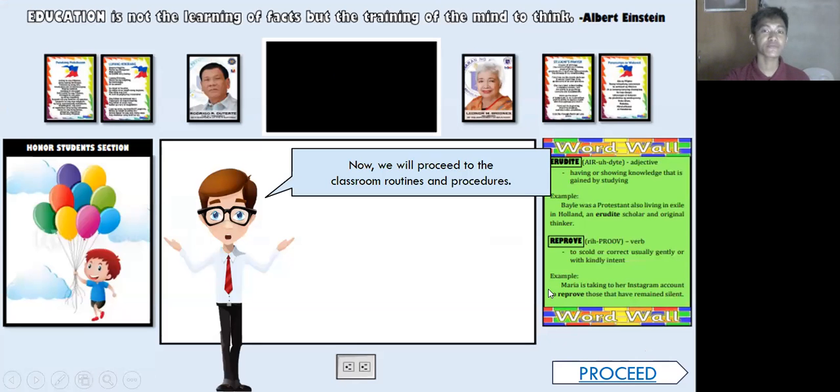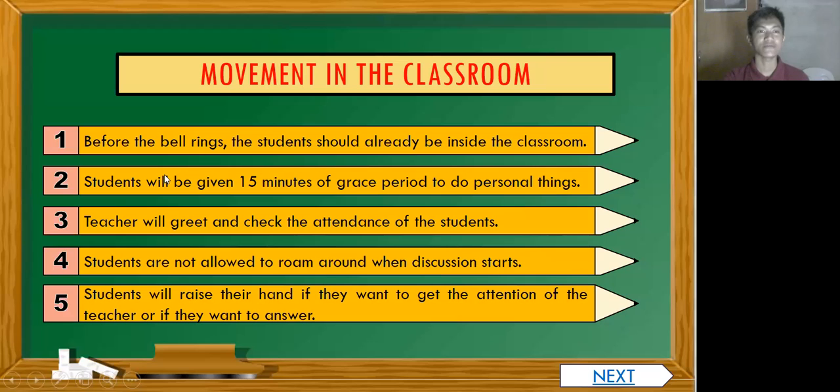So now we will proceed to the classroom routines and procedures. So for the movement in the classroom: first, before the bell rings, the students should already be inside the classroom. Students will be given 15 minutes of grace period to do their personal things. The teacher will greet and check the attendance of the students.